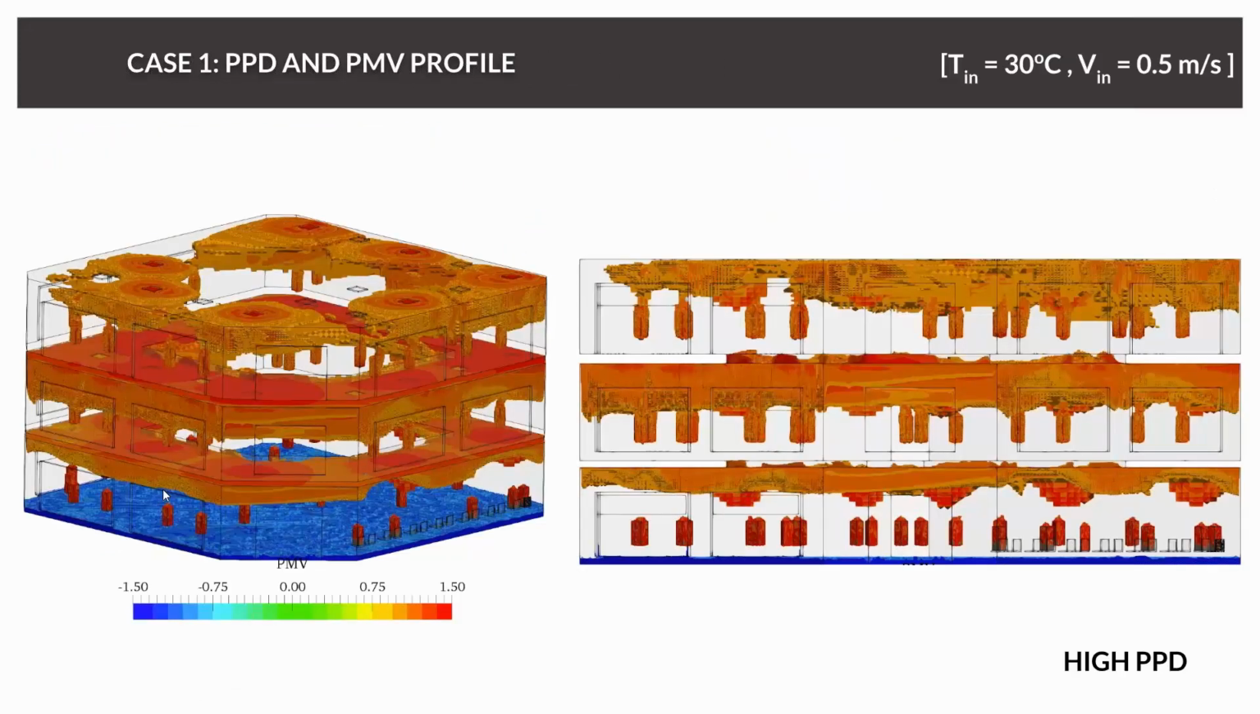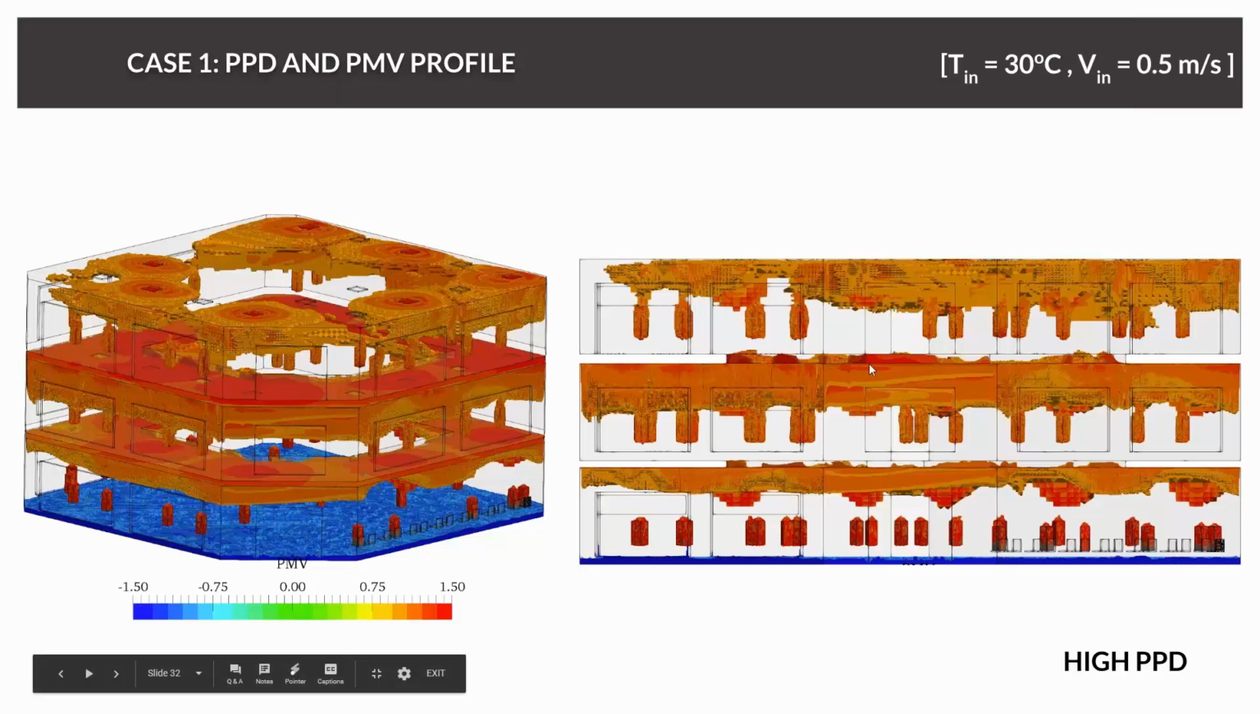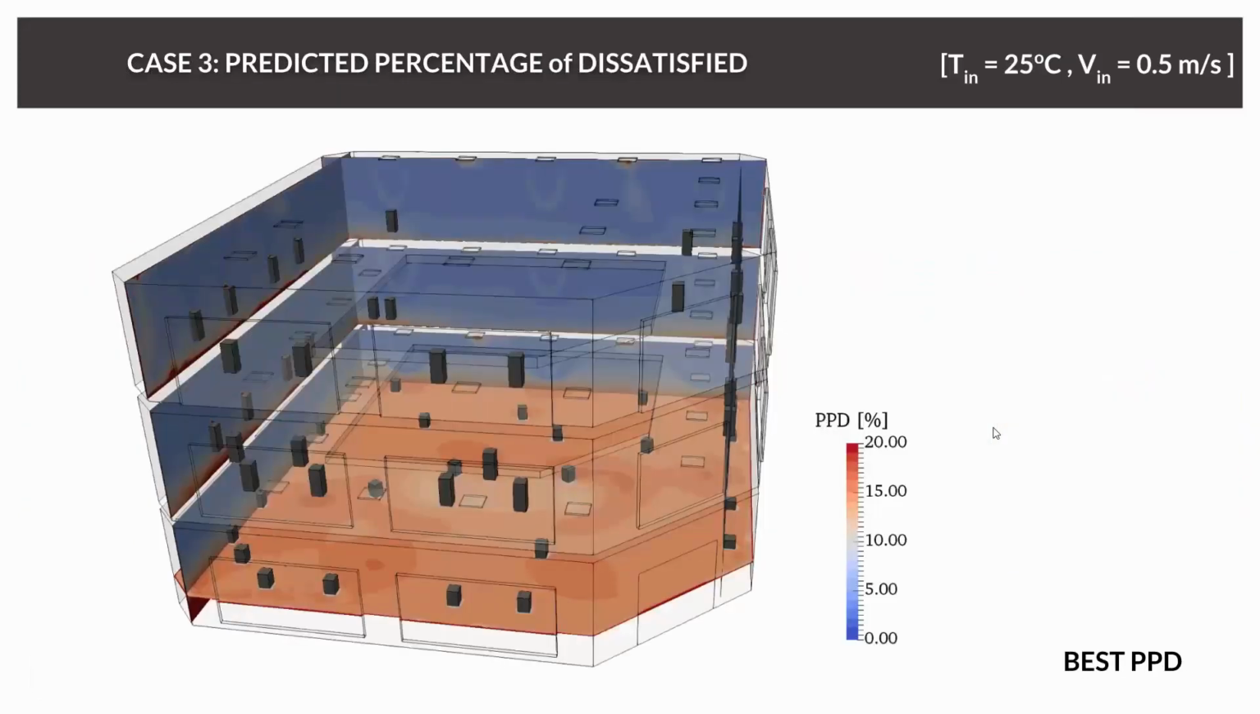On this image, and this is something I really like, it's visualizing which areas I have with a high PPD and PMV. And you can see that actually on all floors we have a large area where people will be uncomfortable.